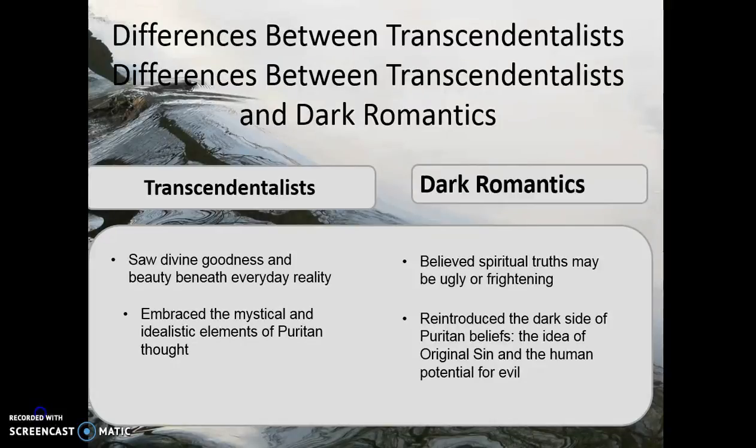Well, the transcendentalists, like we just said, saw divine goodness and beauty beneath everyday reality. They embraced the mystical and idealist elements of Puritan thought. But the dark romantics believed spiritual truths could be ugly and frightening. And they reintroduced the dark side of those Puritan beliefs, which in part led a lot to the Salem witch trials. It's the idea of original sin and the human potential for evil.